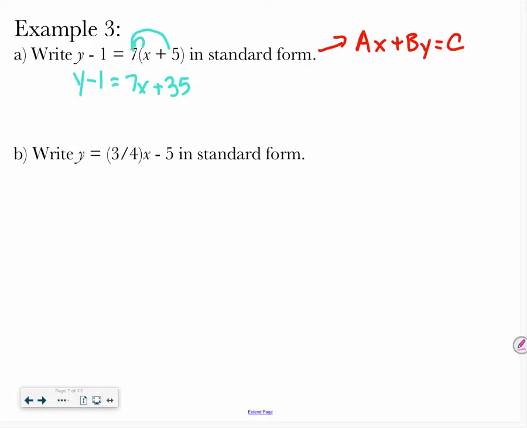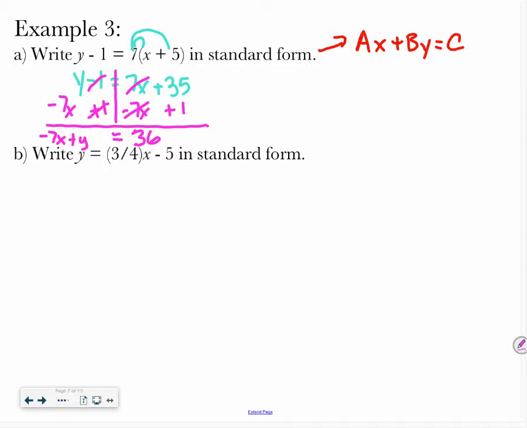From there, I need to get my x and y on the same side. So I'm going to do minus 7x minus 7x. So then I have a negative 7x plus y. And there's a minus 1. I don't want that whole number on that side. So I'm going to add 1 to both sides. So now my 7x and my 7x cancel. My positive 1 and negative 1 cancel. So I'm left with negative 7x plus y on the left, and I'm left with 36 on the right-hand side. And that would be my standard form.